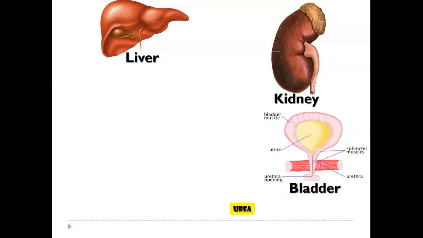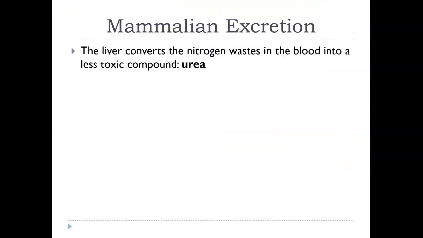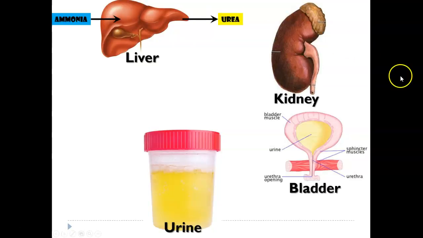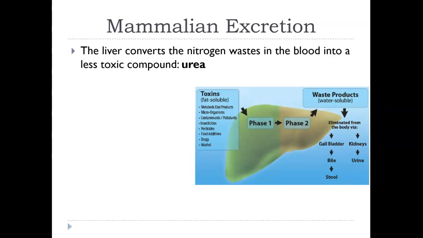And then urea is emptied out through the bladder, and that is your urine. Yes, that is a container of urine. I know. So ammonia goes through the liver, creates a less toxic chemical called urea. And then urea is filtered through the kidneys, held in the bladder, and then excreted out as urine. So mammalian excretion: the liver converts nitrogen waste in the blood into a less toxic compound called urea. So there's our liver.